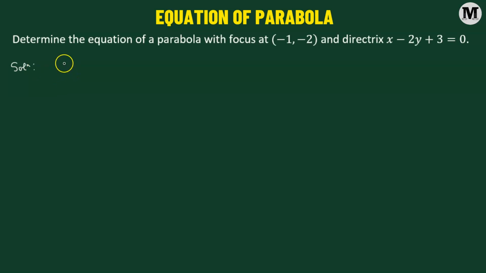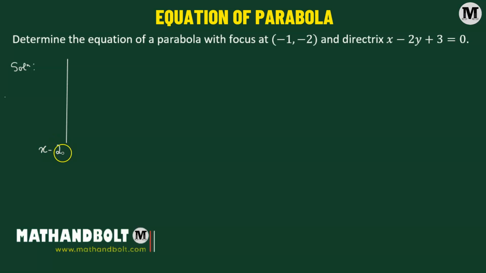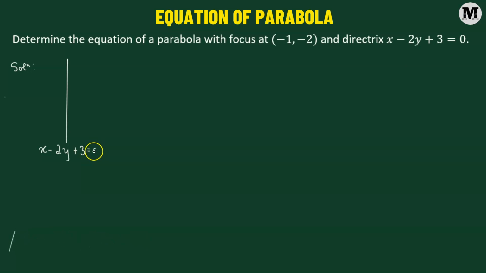We'll start by considering a vertical line. This is for understanding purposes. I'm considering here a vertical line. Let's say the equation of this line will be x minus 3y plus 3 equals 0.